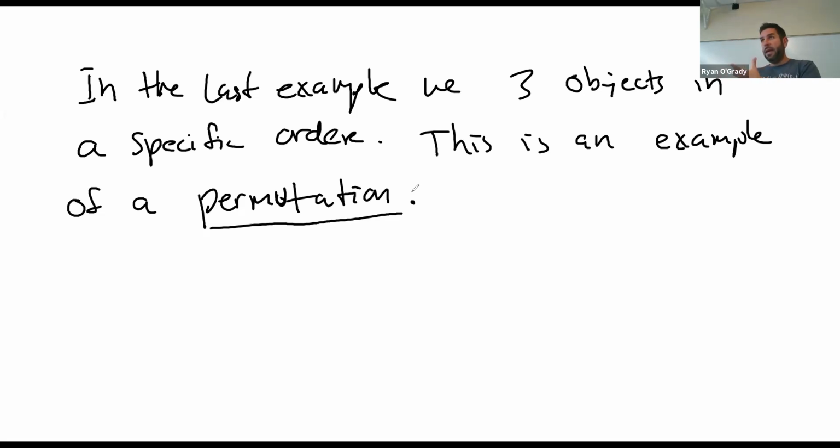And so the mathematical words for this are, when order matters, we use the word permutation. And when order doesn't matter, the English word we use is combination. And it's not going to be clear right now why we need this, but it will be clear soon enough.